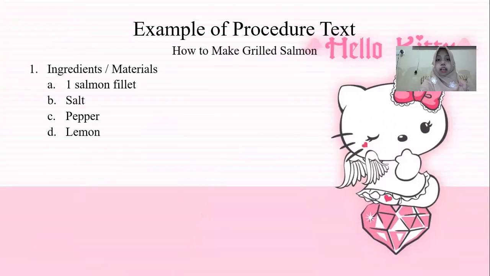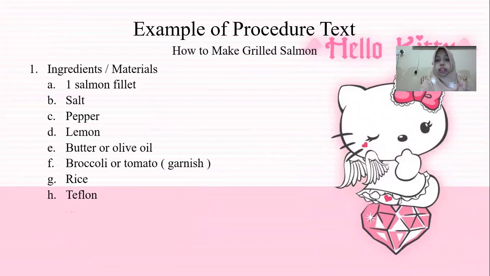Okay, this is an example of procedure text. The title is How to Make Grilled Salmon. Yes, I chose the title because I love grilled salmon. So I chose this title.